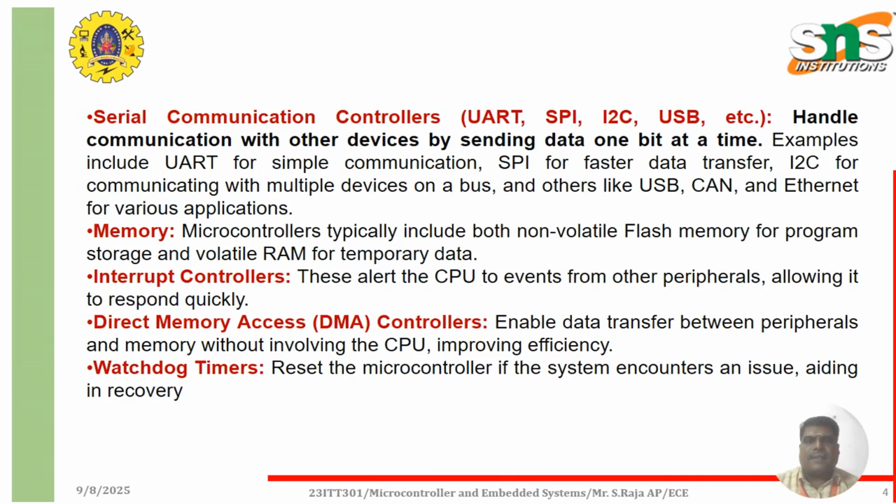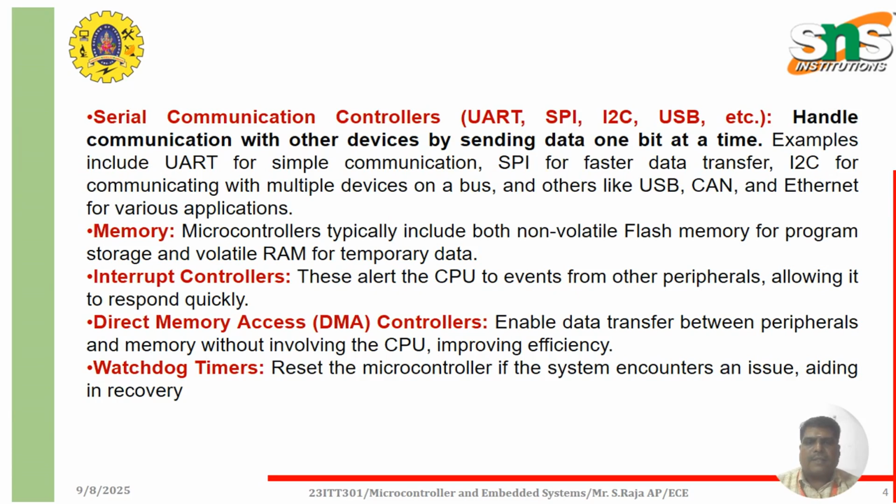Serial communication controllers. Some examples are UART, that is universal asynchronous receiver transmitter, SPI, serial peripheral interface, I2C, and USB. These handle communication with other devices by sending data one bit at a time. Examples include UART for simple communication, SPI for faster data transfer, I2C for communicating with multiple devices on a bus, and others like USB, CAN and Ethernet for various applications.